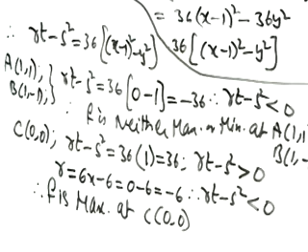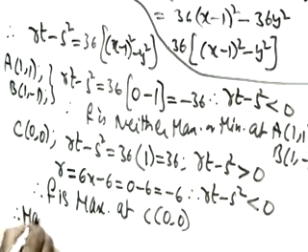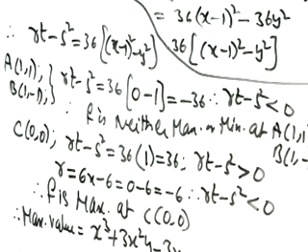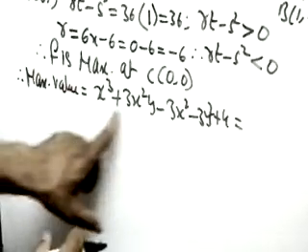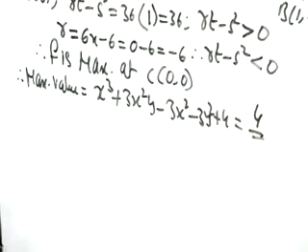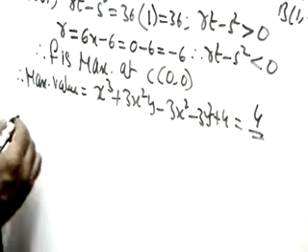Now how to get the maximum value? We have to substitute this in the given question. Therefore, maximum value equals, let me write the question. What is the question here? x cube plus 3x square y minus 3x square minus 3y square plus 4. If you substitute the values here, x is 0, y is 0, so all this will become 0. What is left here? 4. So 4 is the maximum.